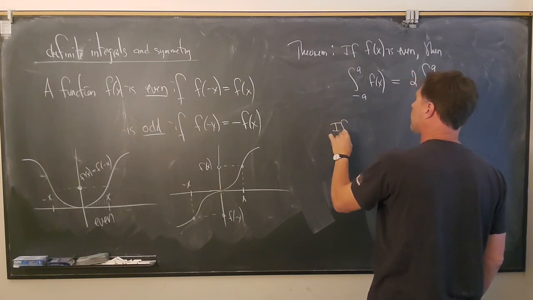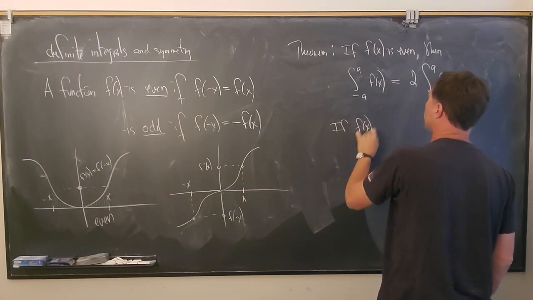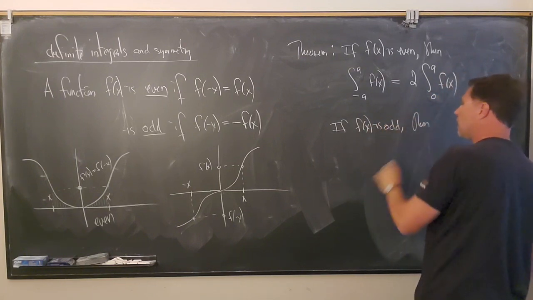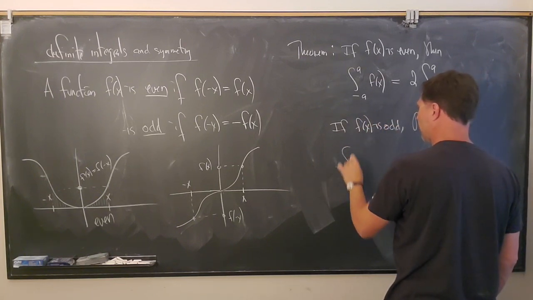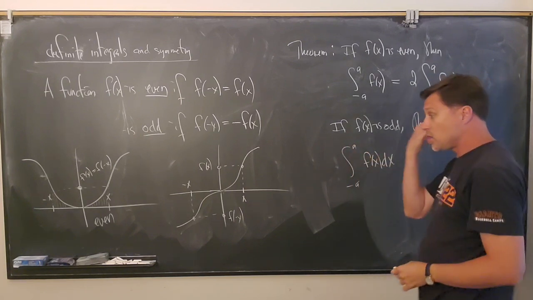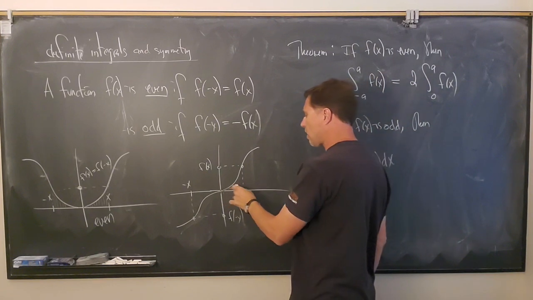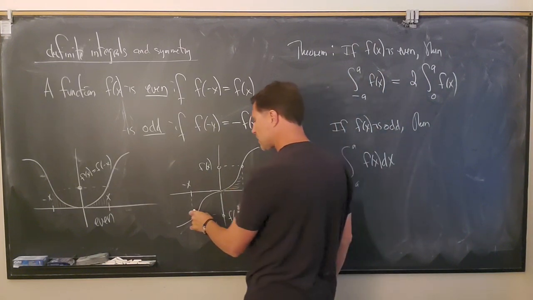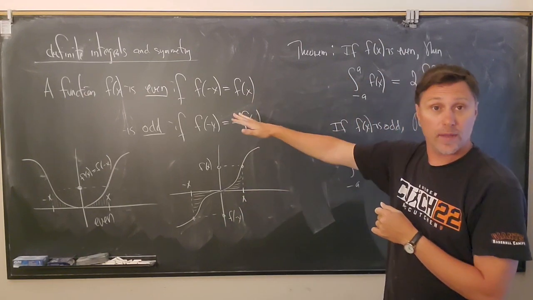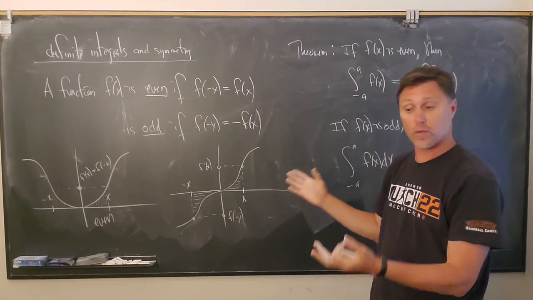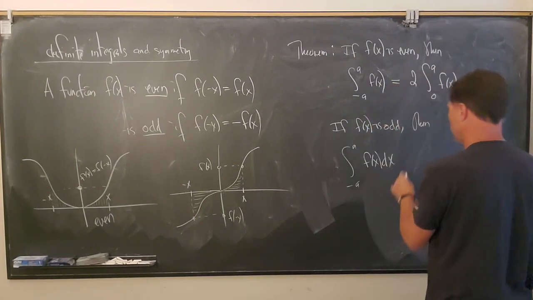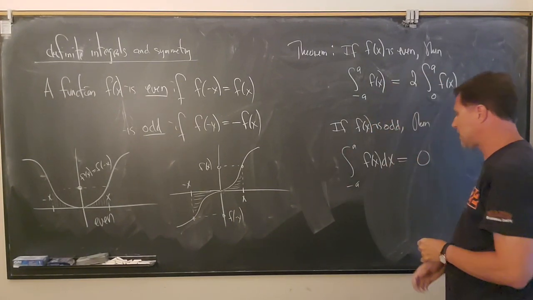The second part of the theorem, if f of x is odd, then when we compute the integral from minus a to positive a, f of x dx, notice that the area under the graph here matches the area right there, but one's above the x-axis, one's below the x-axis, so they'll have the same area. One's negative, one's positive, they cancel out, and so what we get is 0.